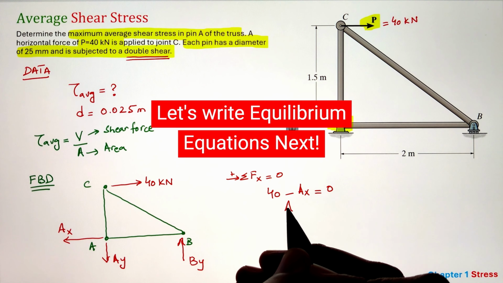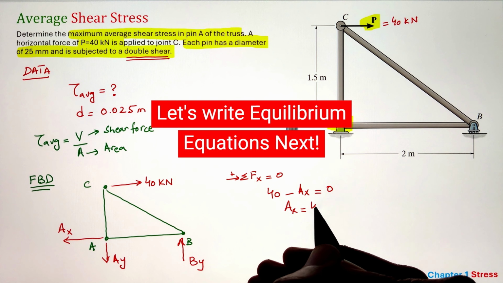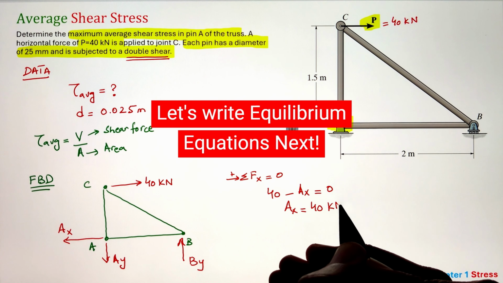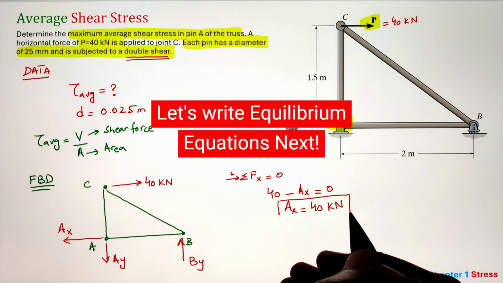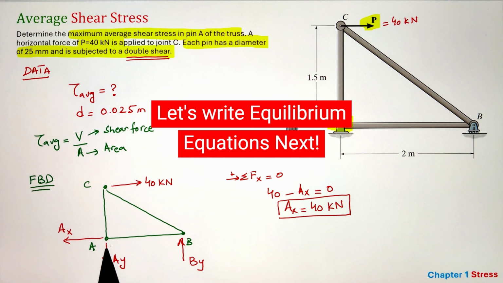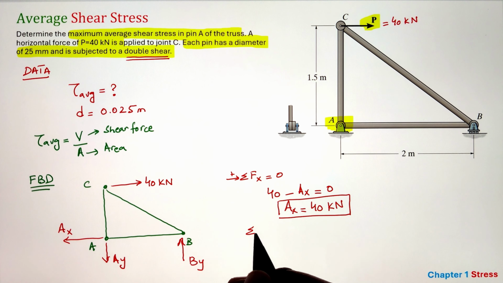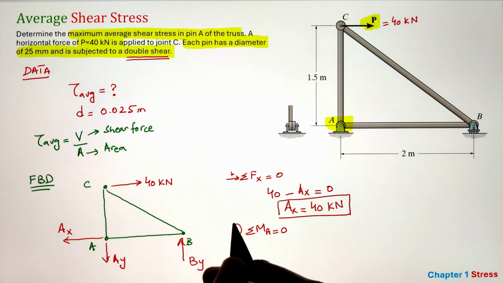Once we have listed down all the external forces, we can go ahead and start applying our equilibrium equations, starting with summation of forces acting along the x direction equals 0. I have one force of 40 kilonewtons going towards the right, whereas AX going towards the left. This gives us the value of AX as 40 kilonewtons.